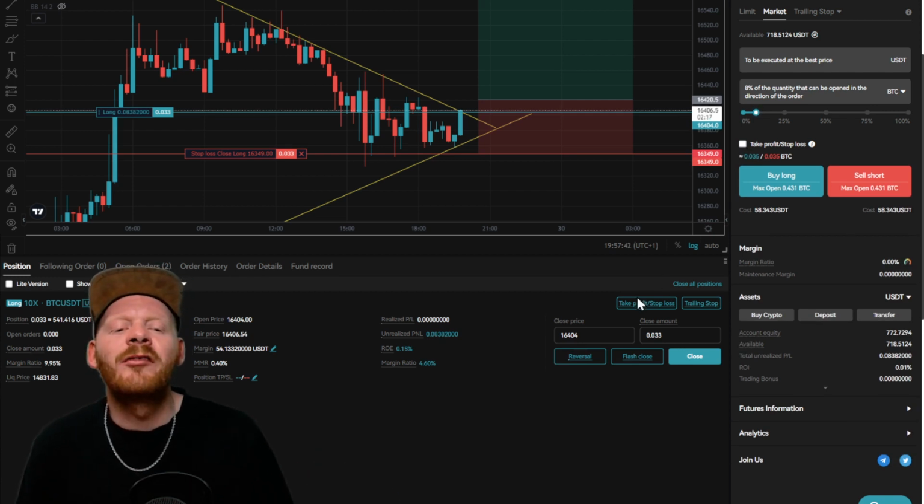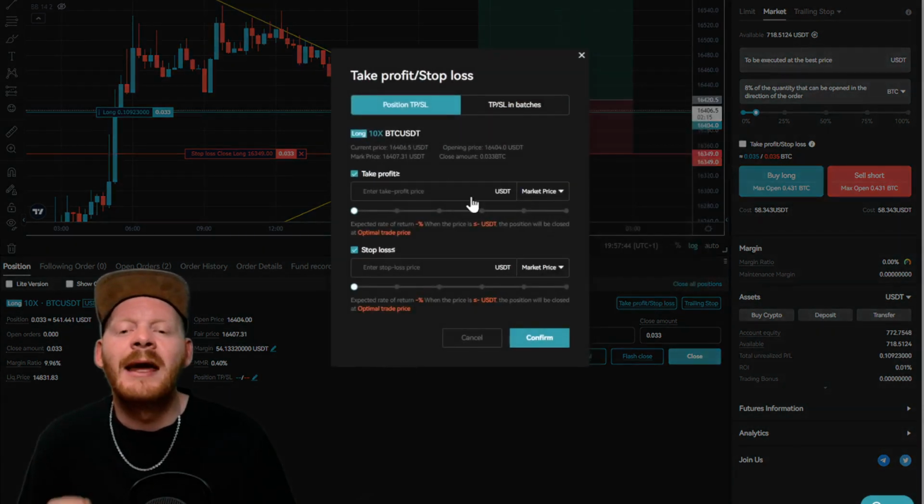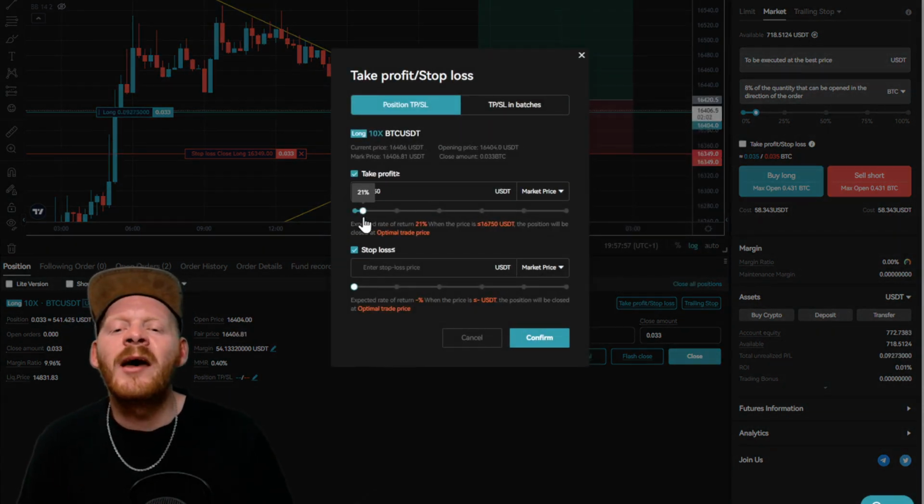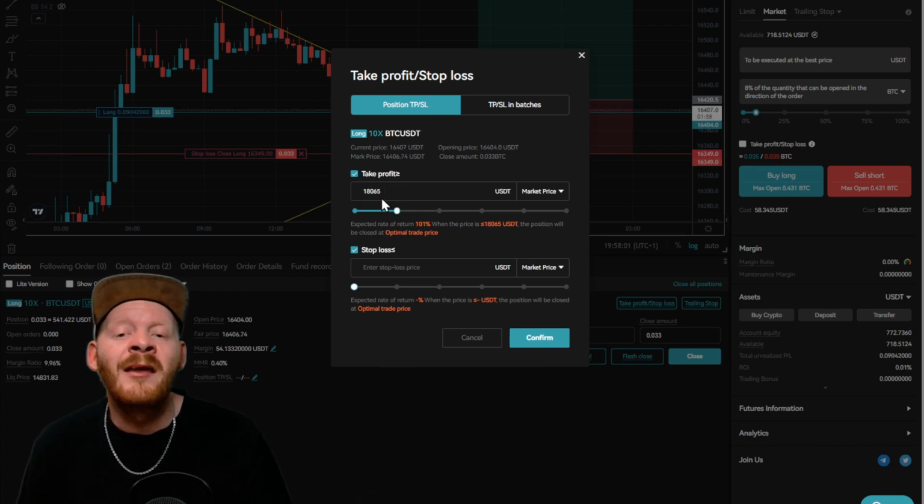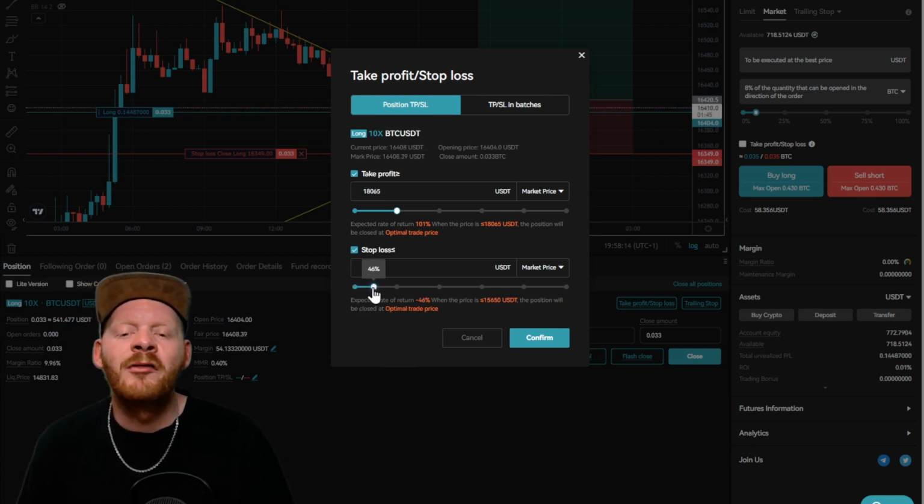And then you would click on take profit and stop loss. And here you can adjust your take profit and your stop loss. Let's say you would take profit if the price of Bitcoin goes up by 101%, then the position would be closed at $18,000 per Bitcoin. And then you would set your stop loss to roundabout, let's say you want to lose 10%. If the trade goes in the wrong direction, then you would just move it to here.